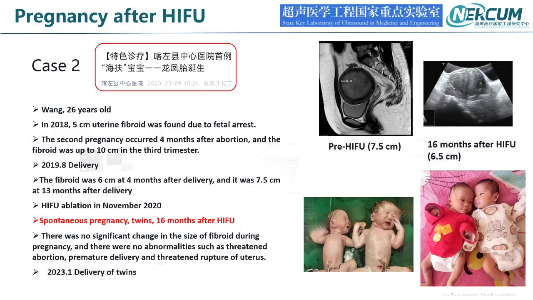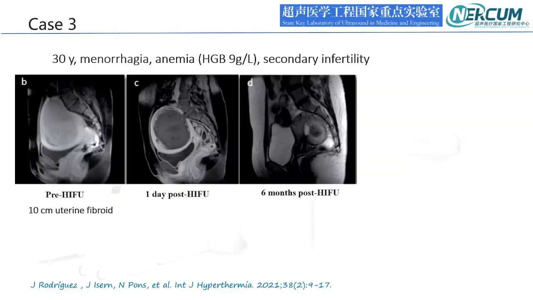a C-section. And this is a second case from Liaoning province, whose experience is more complex. There was a fibrosis found due to fetal arrest, and a second pregnancy occurred 4 months after ablation, and then delivery. Though being treated with HIFU, since there's a necrosis, there is no significant change in the size of the fibroid during pregnancy, and she delivered twins.